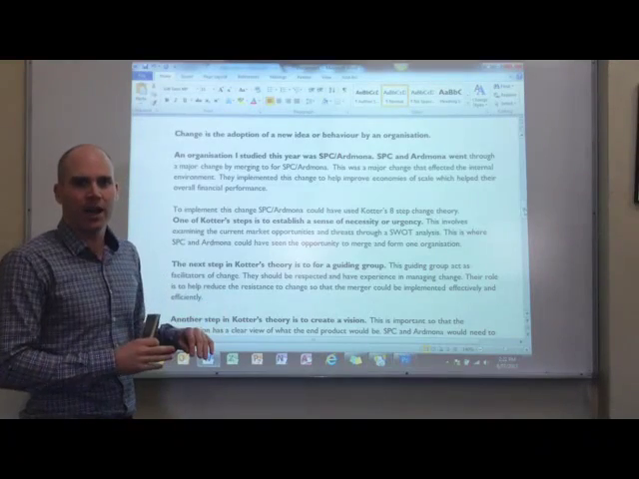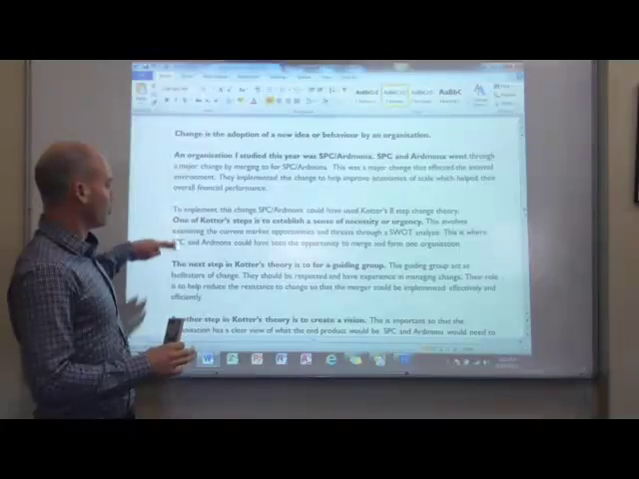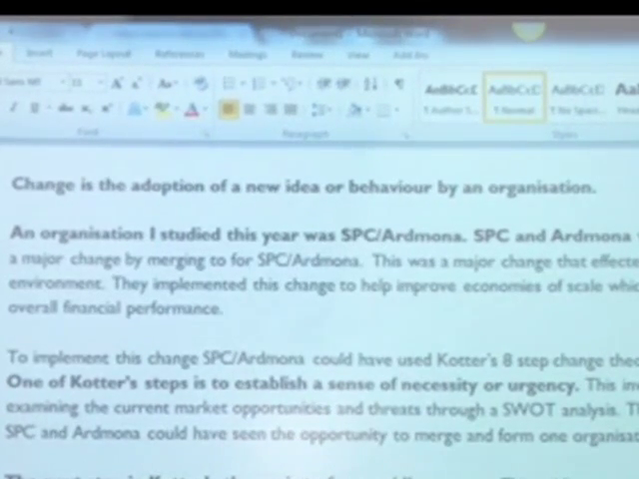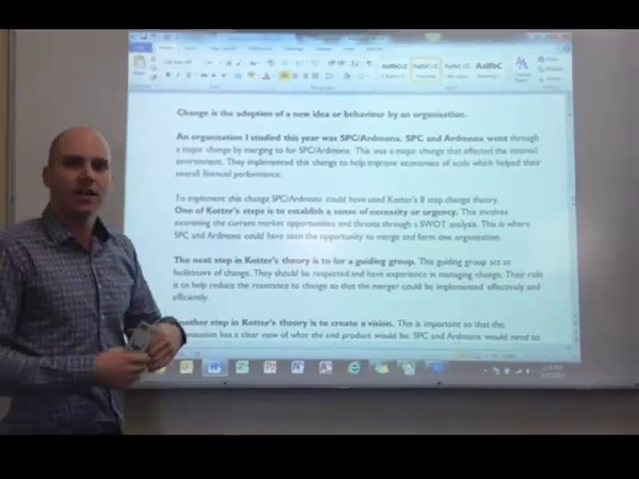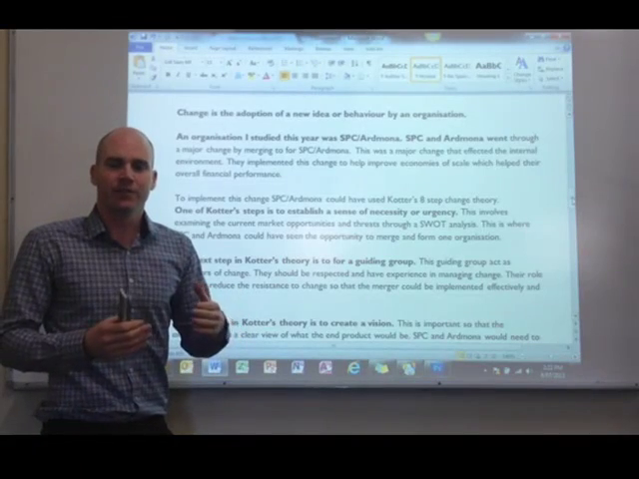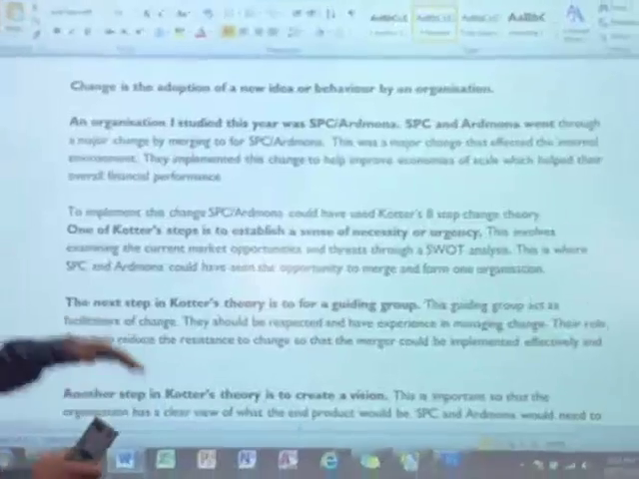But in this time that we have, what I've done is I've highlighted the points for the structure on how to answer this particular question. Change is the adoption of a new idea or behaviour by an organisation. Now, because we're going to refer it to a case study, it's an idea to give the examiner a bit of a background on the case study that you're actually using.